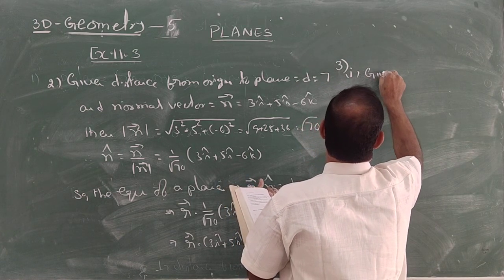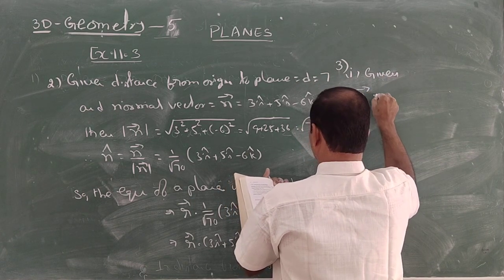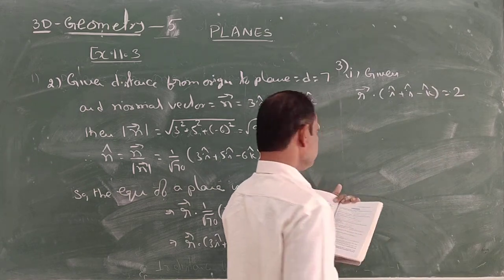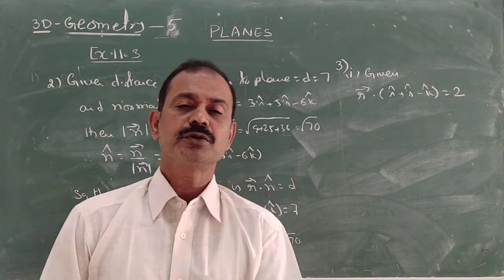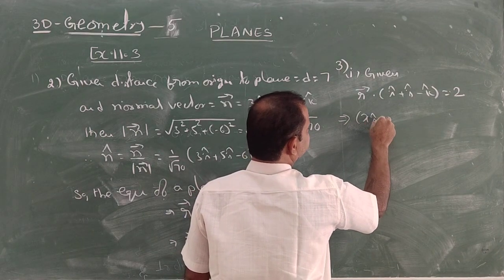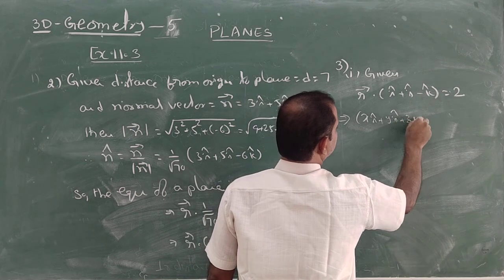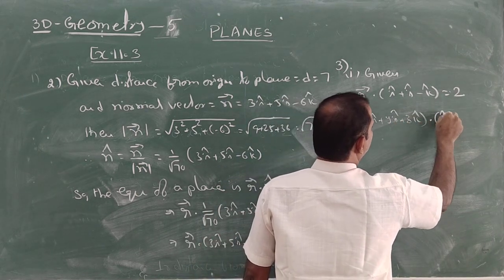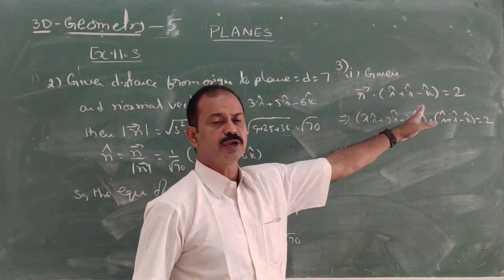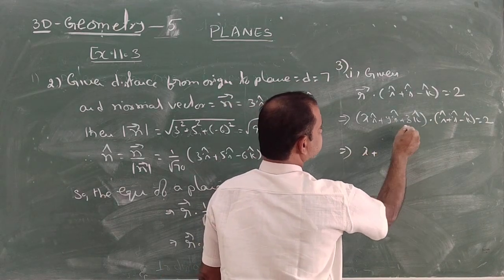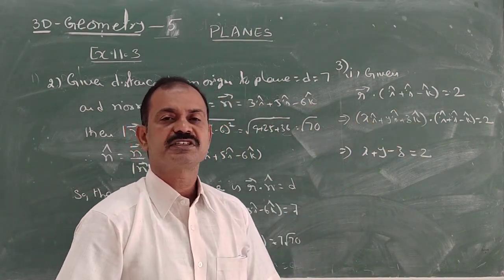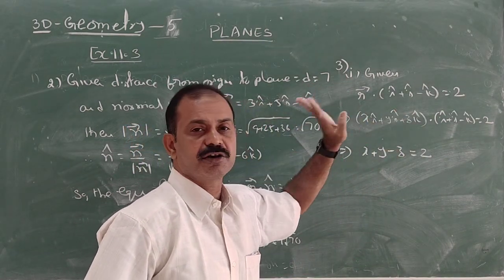given r dot i plus j minus k is equal to 2. Bring into Cartesian form. For that, r is nothing but just write xi plus yj plus zk dot i plus j minus k is equal to 2. Do the dot product. This is x plus y minus z is equal to 2. That's all, which is nothing but the required equation of a plane in Cartesian form.